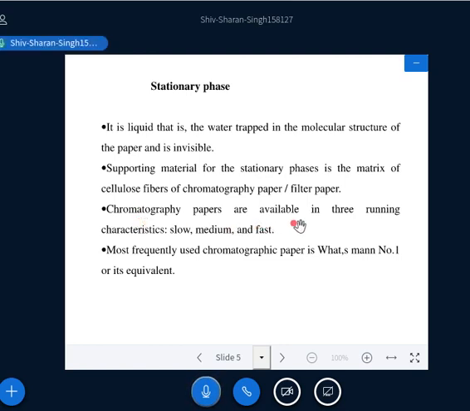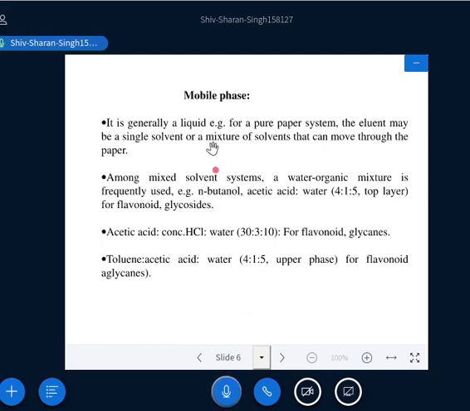Chromatography papers are available in three running characters: slow running papers, medium running papers and fast running papers. The most frequently used chromatography paper is Whatman number 1 filter paper or its equivalent. Now the next is the mobile phase, the important phase through which the molecules we need to separate are moved.